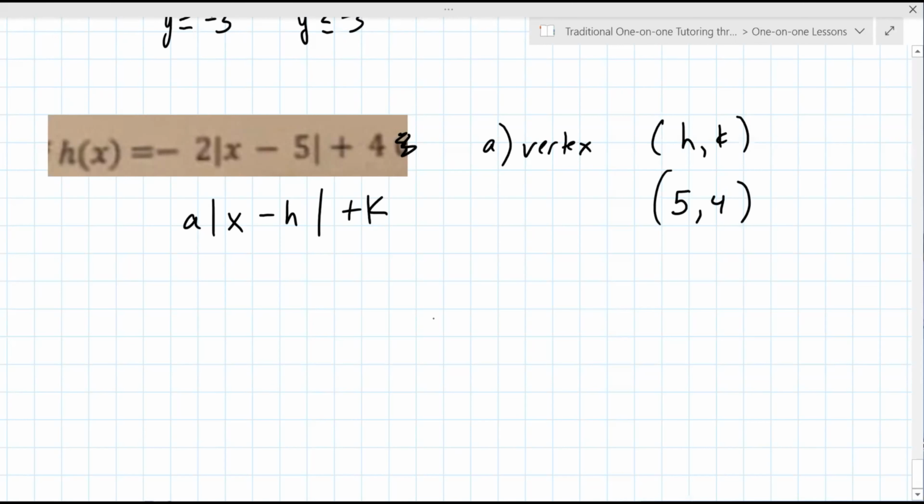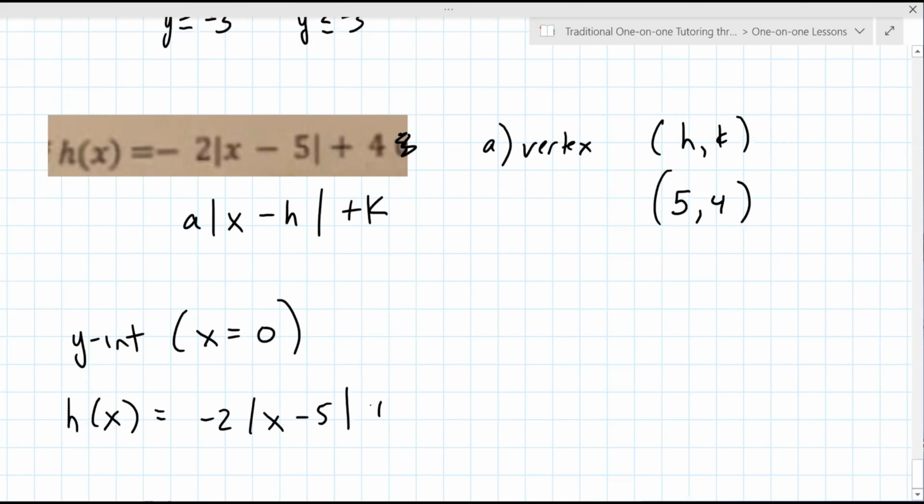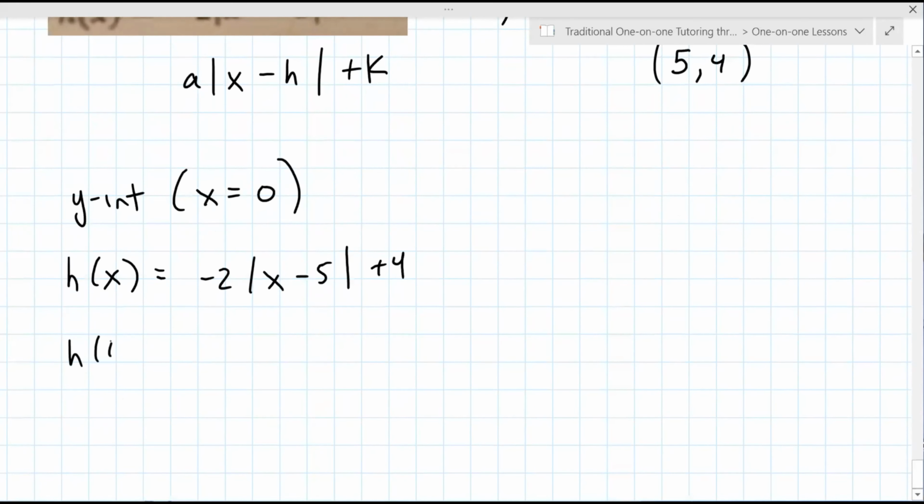Part B was to figure out the y-intercept. The y-intercept is when x equals 0. So you're literally putting 0 in for x. Wherever you see an x, put in a 0. So 0 minus 2, absolute value 0 minus 5, plus 4. Then that's minus positive 5. Yep, -2. So would that be -6? It is -6. Very good. Okay, so that's part B.